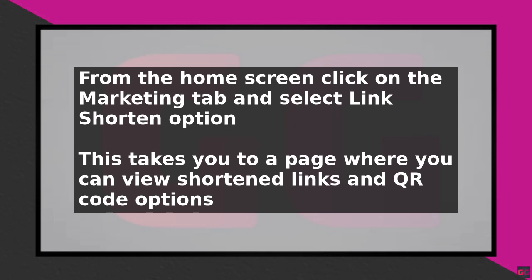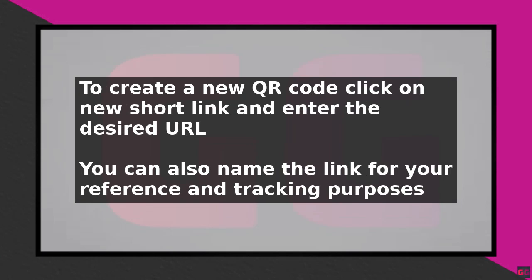To create a new QR code, click on New Short Link and enter the URL you want to link to. You can also name the link for your reference. After clicking Generate Short Link, the link will be created, and you can view the corresponding QR code. When someone scans this QR code with their phone, it will open the linked URL.